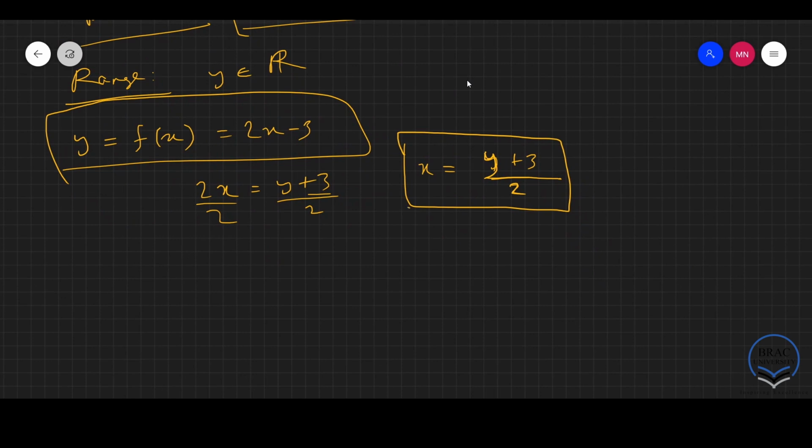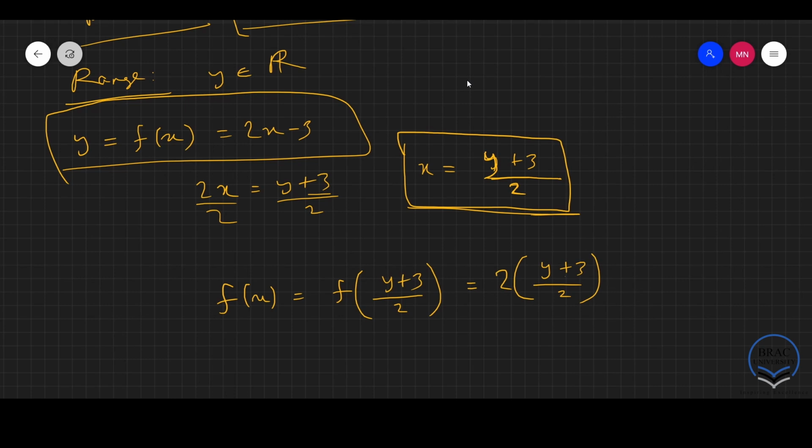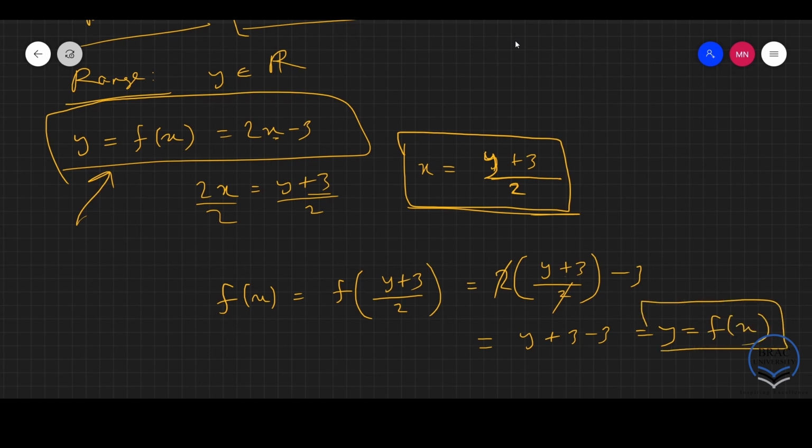Now, once again, we can substitute this value of x into our function. So we have f of x is equal to f of y plus 3 over 2. And this is equal to 2 times y plus 3 over 2. What was our function? So we have minus 3. Right, so we just substituted our expression of x into this function. So the 2 cancels out. We have y plus 3 minus 3, which is just y. So we see that y is equal to f of x. So once again, we have confirmed our range is the set of all real numbers.